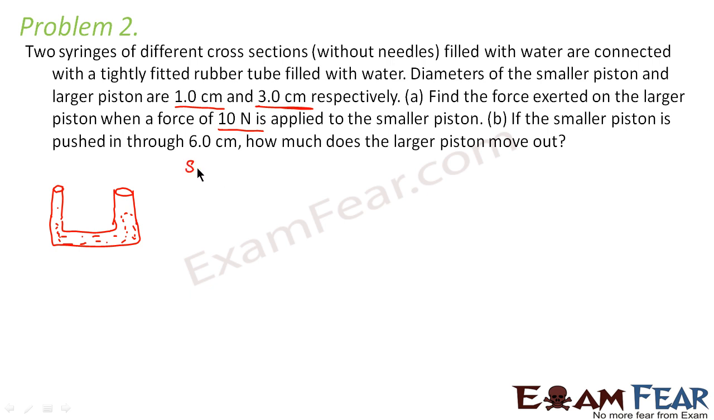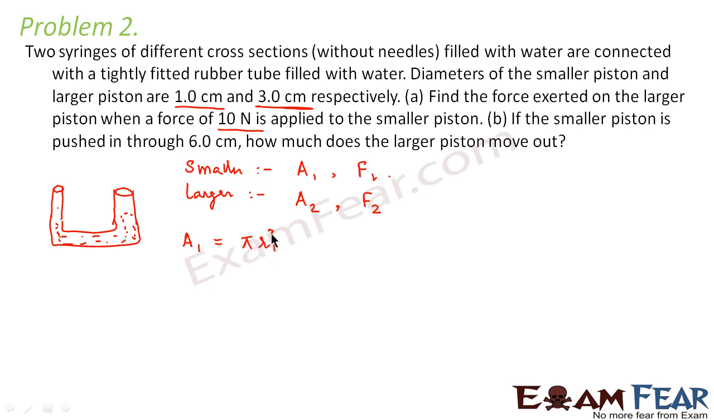So let us suppose for the smaller piston, we say that the area of the smaller piston is A1 and the force applied on the smaller piston is F1. Similarly, we say that for the larger piston, the area is A2 and the force which develops across the larger piston is F2.